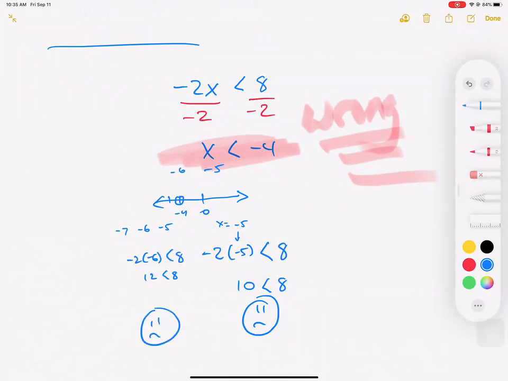So the idea is that when I move over that negative sign, if I don't flip the inequality, it doesn't give me right answers. It's actually totally wrong. And I liken this to this. Inequalities aren't just one answer. It is a range of answers.